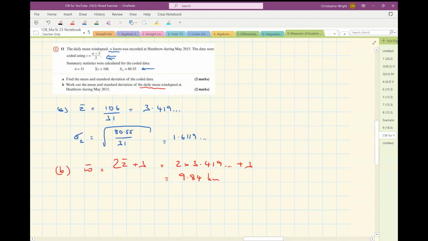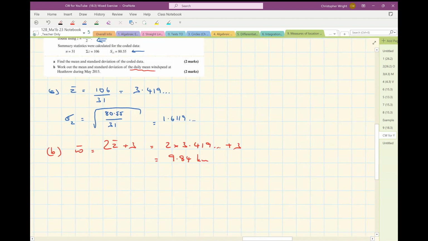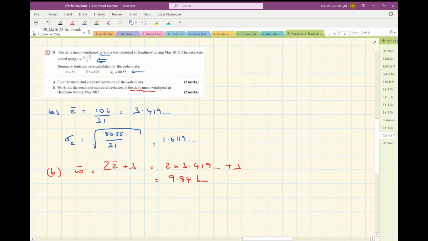Now, what about the standard deviation? Well, what am I dividing by here? I'm dividing by 2. So the standard deviation will have been made a factor of 2 times smaller. So the standard deviation of W will be twice the standard deviation of Z. So it'll be twice 1.6119, which gives me a standard deviation of 3.22 kilometers. And that's question 11 done.